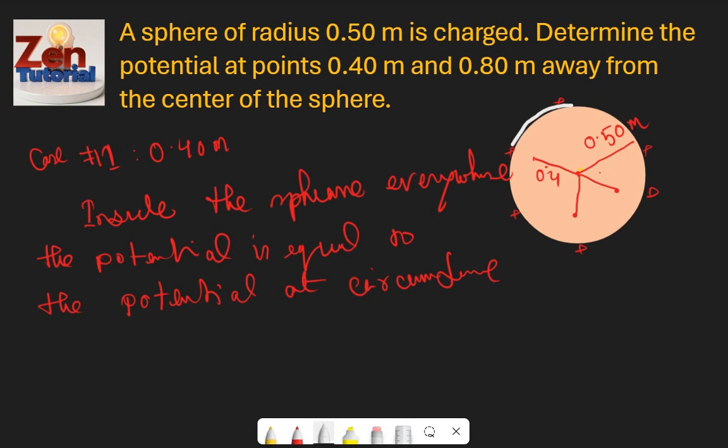The potential at the circumference of the sphere is equal to the potential everywhere inside. So what we have to do is determine the potential at the circumference. V is equal to 1 by 4 pi epsilon naught into Q over R.